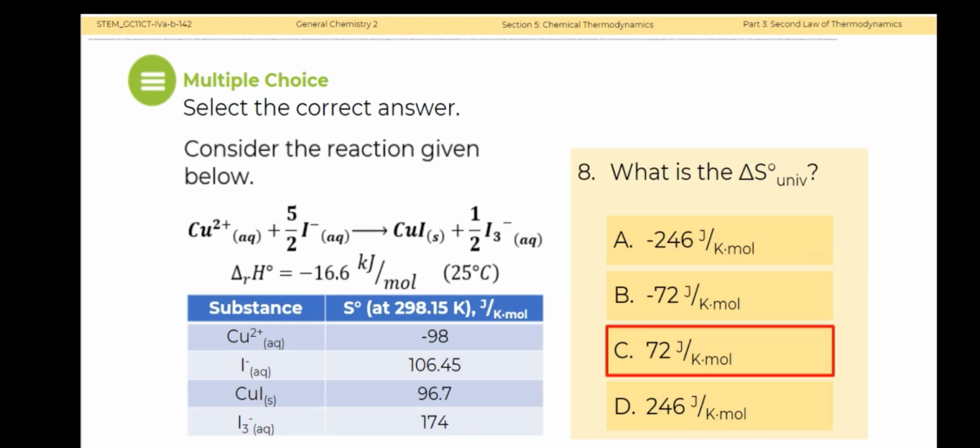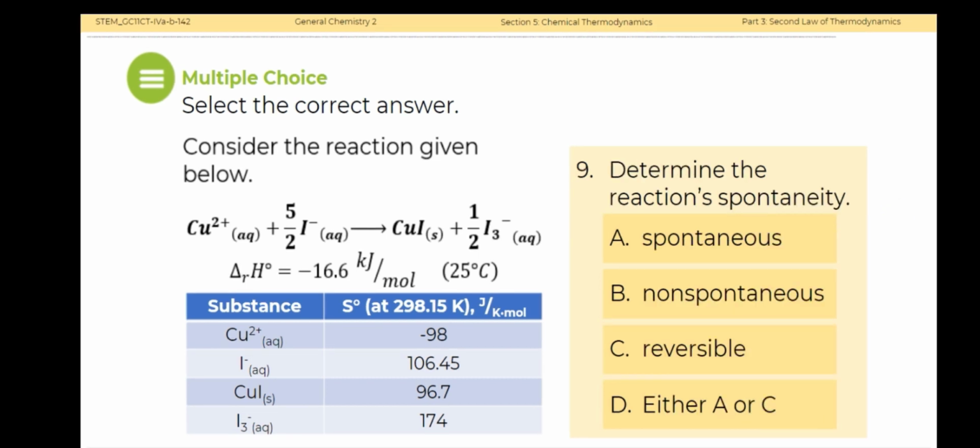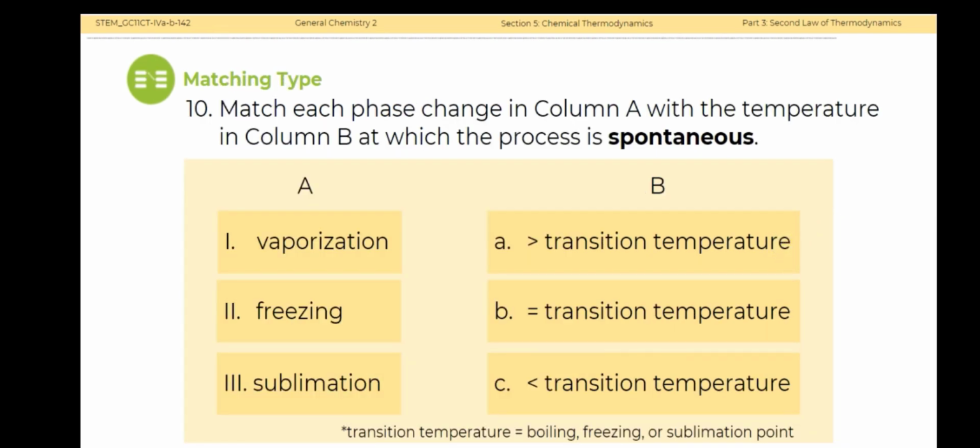Number 8. What is the entropy change of the universe? Select the correct answer. Number 9. Determine the reaction's spontaneity. Select the correct answer. And number 10. Match each phase change in column A with the temperature in column B at which the process is spontaneous.